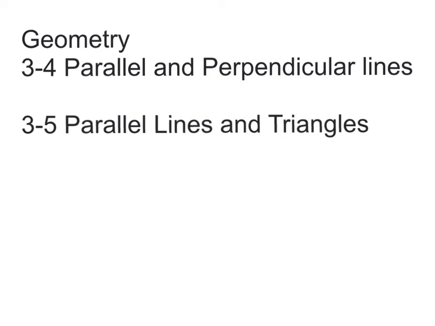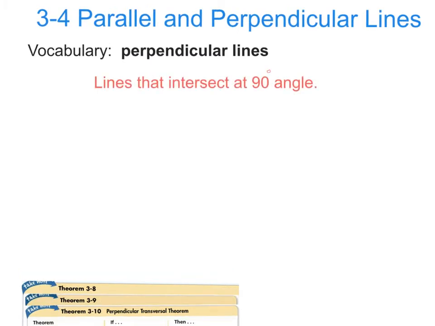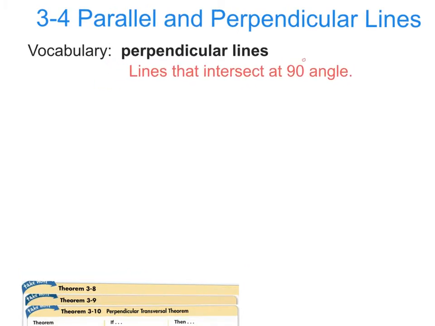Alright, so today we are talking about sections 3-4 and 3-5, parallel and perpendicular lines, and parallel lines and triangles. So a lot about parallel lines. So let's first talk about 3-4, parallel and perpendicular lines. And we have a new vocabulary word, and that is perpendicular lines. And perpendicular lines are just lines that intersect at a 90-degree angle.